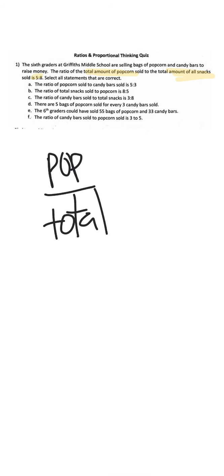So given the information that we have, it says that we have popcorn. I'm just gonna put pop to total, right? Total snacks sold. And it said it's 5 to 8. So that's what it should look like. Now we're going to see which one of these statements is correct. And before I do that, if there's only 2 things being sold, popcorn and candy, right? Over here it says candy bars.